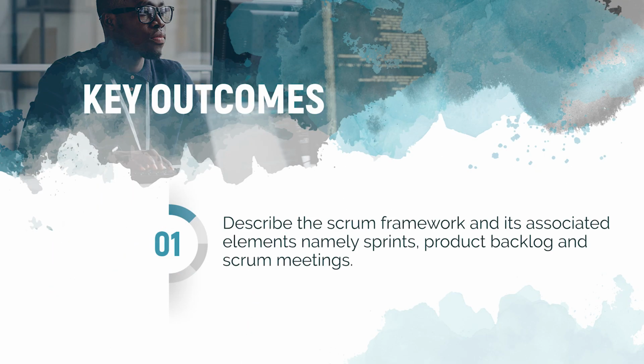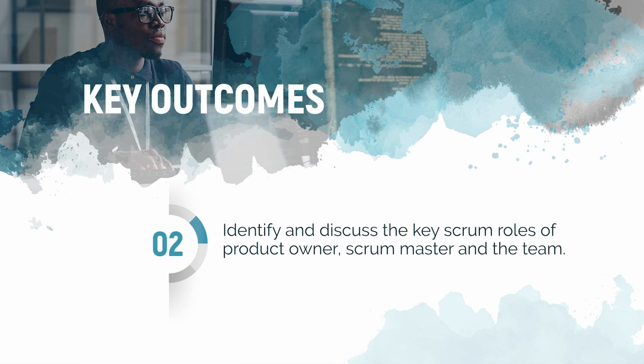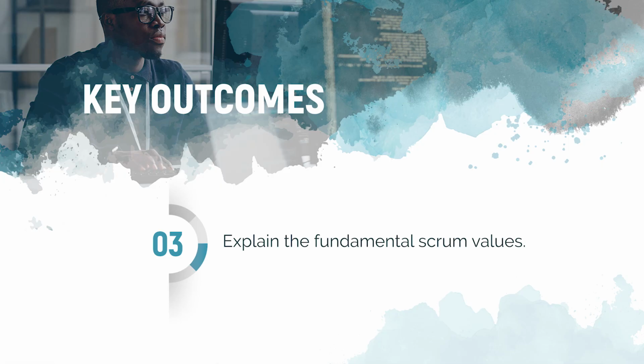Firstly, we're going to deep dive into the Scrum framework and break it up and look at all the associated elements of sprints, backlog, and Scrum meetings. We're also going to look a little more deeply into some of the key Scrum roles, predominantly the product owner, the Scrum Master, and the development team. And then we're going to look into the fundamental Scrum values and principles. This follows on the back of the review that we did on the Agile principles and values as espoused in the Agile Manifesto.